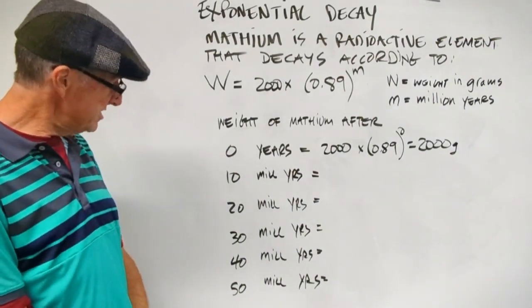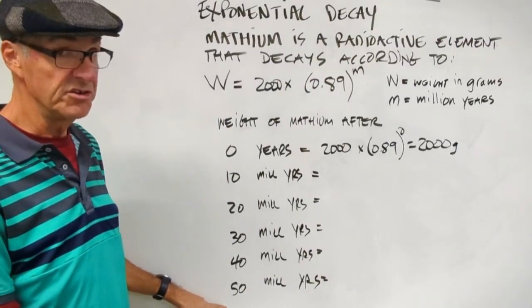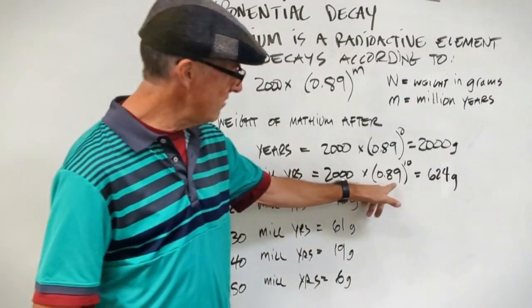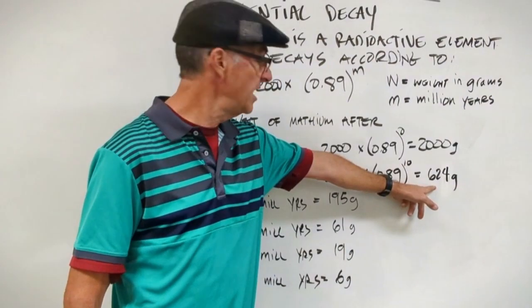So now I want you to pause the video and do these 5 calculations, and I know you can do it. All right, so I did a plug-in step for 10 million years, showed you how that works. Then I got on my calculator, I did the math. We have 624 grams after 10 million years.